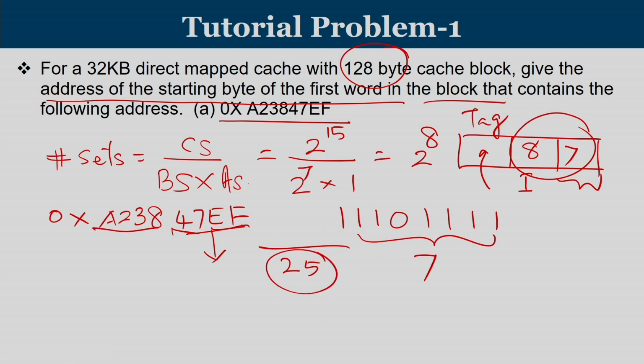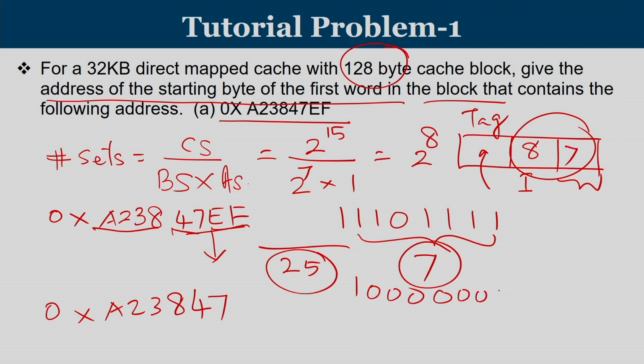Assume it is a 32 bit address, the last 7 bits are your offset. When you put the last 7 bits as fully 0, that is the first byte of this block, and when the last 7 bits are fully 1, it is the last byte within this block. So, effectively the address of the first byte is obtained by making the offset bits completely 0. There are only 7 bits, 0 0 0 0 0 0 0, so the value is going to be 80. This is the answer that we need.